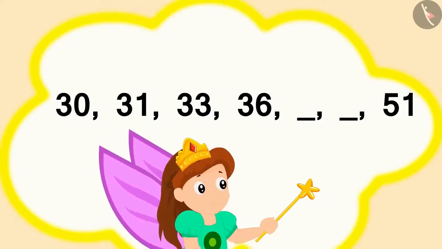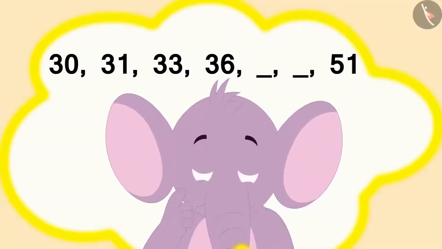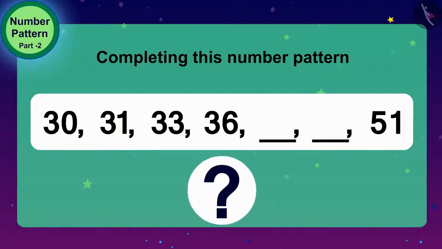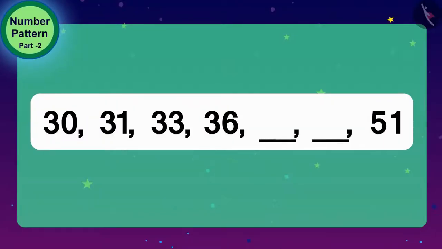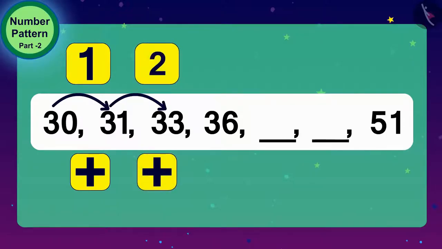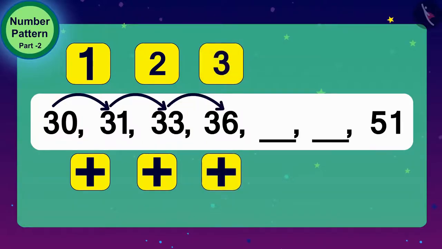The angel showed such a number pattern to Appu and said, "Complete this number pattern." Appu started wondering how he could complete this number pattern. Children, can you help Appu in completing this number pattern? Let us find the rule of this number pattern. What would we do if we had to reach from 30 to 31? Exactly. We will add 1 to 30. And what do we have to do to get 33 from 31? Yes, we have to add 2. And finally, if we have to reach 36 from 33, what will we do? 3 will be added to 33.